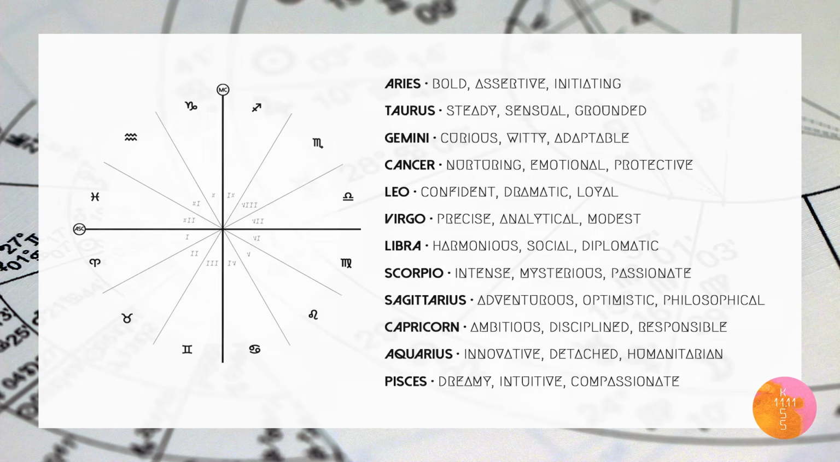Each of the 12 zodiac signs brings its own energy, gifts, and challenges. Together, the full wheel of the zodiac acts as a cosmic map, reflecting the many layers of who we are and guiding how we grow.